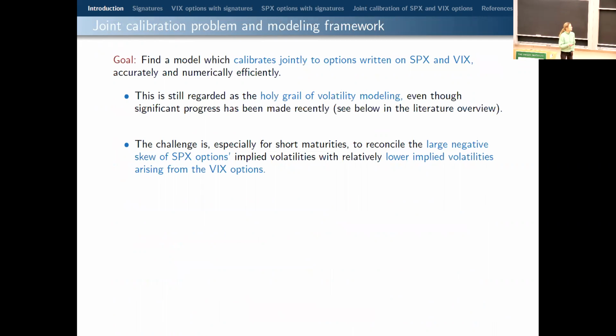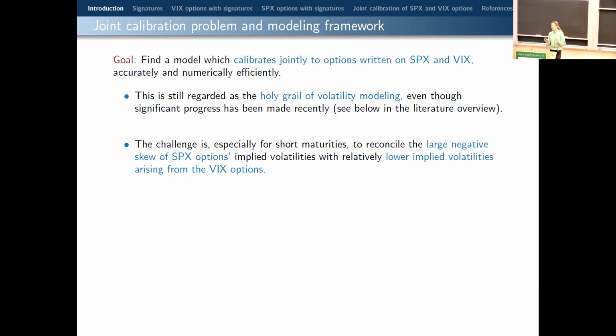So the goal in our current work is to calibrate jointly to options which are written on SPX and VIX accurately and in a numerically efficient way. This joint calibration is still regarded a little bit as the holy grail of volatility modeling, even though recently significant progress has been made by several different approaches, and I will give you an exhaustive list when I come later to the joint calibration problem.